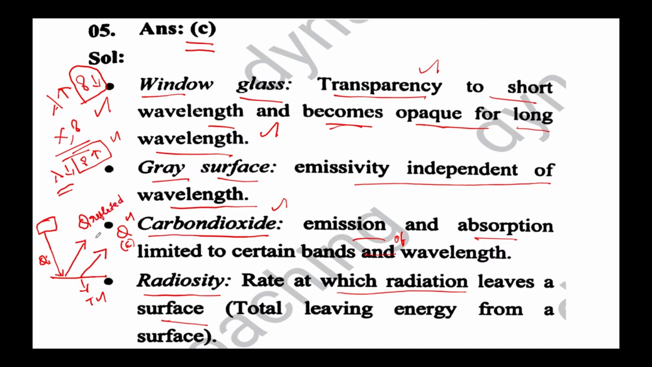So what is the term radiosity? Radiosity defines the rate at which the radiation leaves the surface, which means it includes both the heat reflected as well as the heat emitted. Addition of both these terms put together is a single term called radiosity.